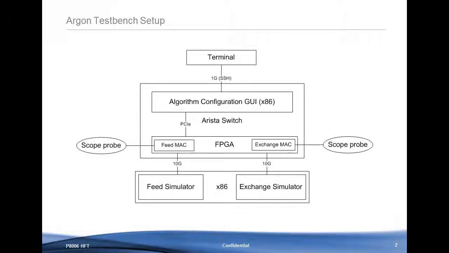Here's an overview of our setup. At the bottom are the feed and exchange simulators. They connect through 10 gigabit ports to the switch. The switch is then connected to an x86 terminal, which acts as a gateway to configuring the triggers for sending market orders. In a real trading system, those triggers would be reconfigured in real time by a high-level trading algorithm, which would keep track of more global market tendencies.